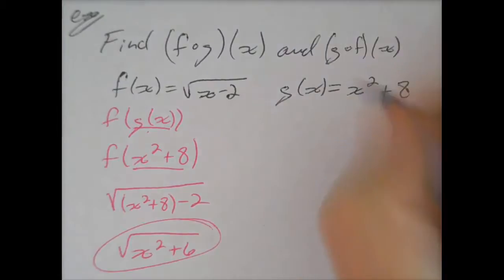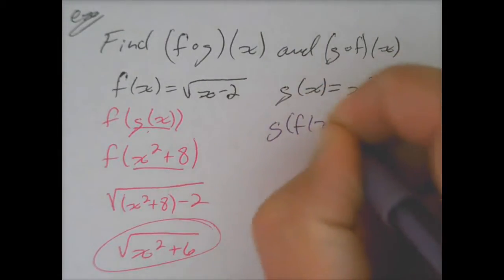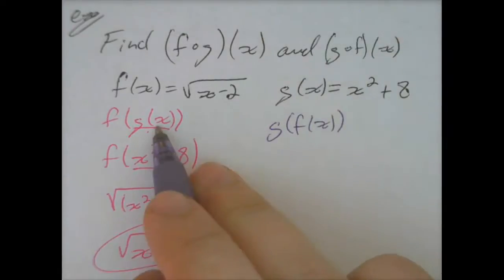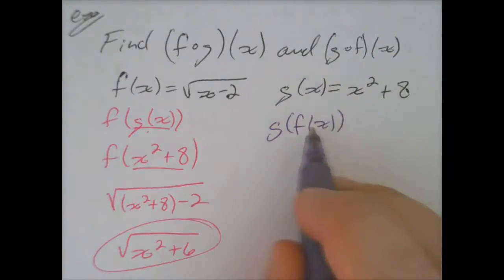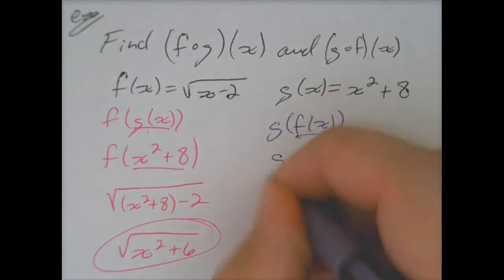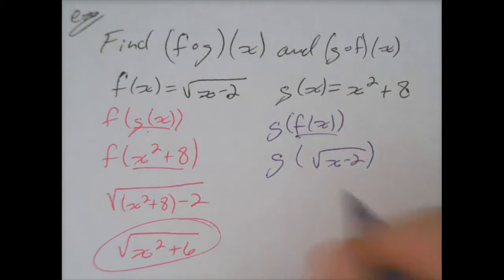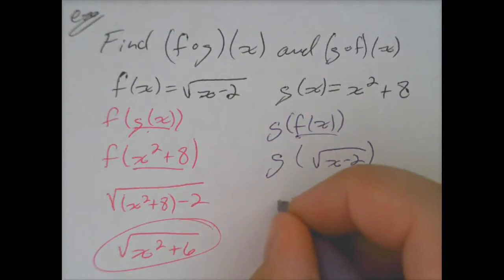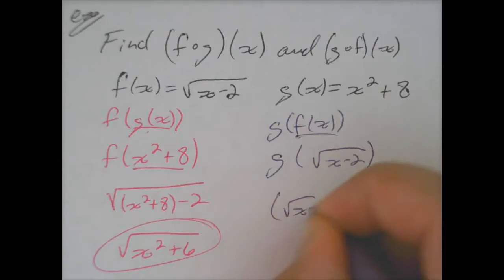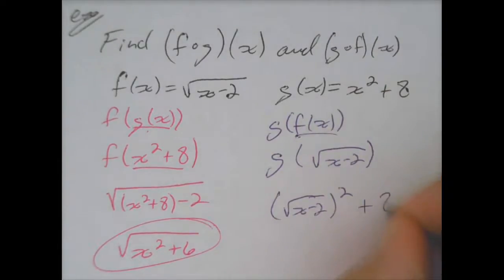Okay, going the other way, now it says g of f of x. So just like we did in the other one where we substituted the g of x function, now it just wants us to substitute the f of x function. So I can say this is the same thing as g of square root x minus 2. Take this function on the inside here, substitute it for the x in this function. So I have square root x minus 2 squared, because the x is squared, plus 8.